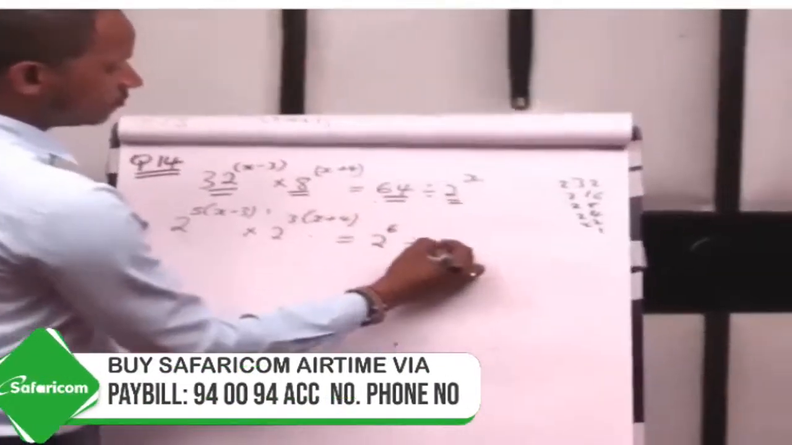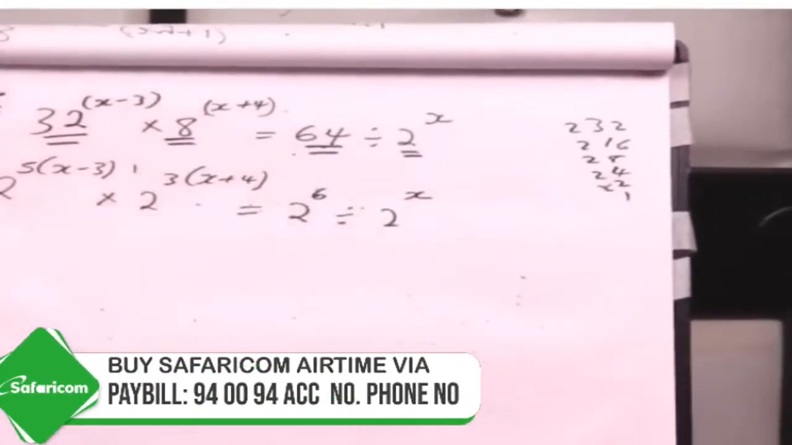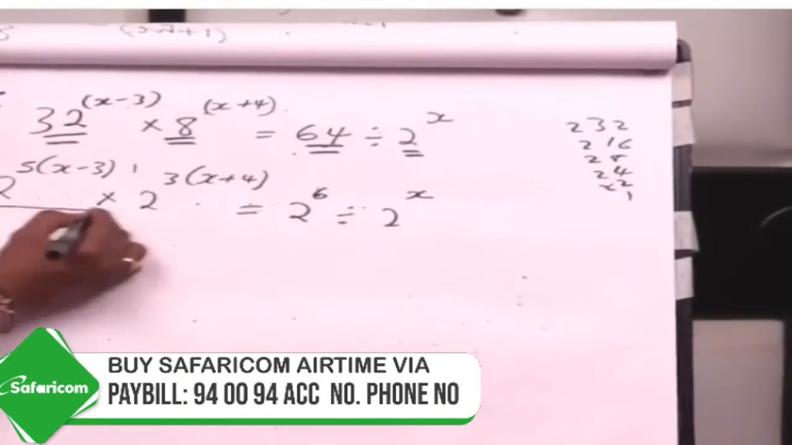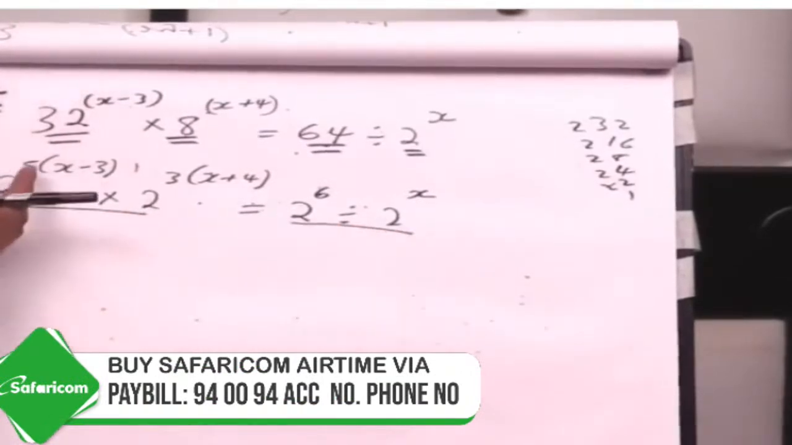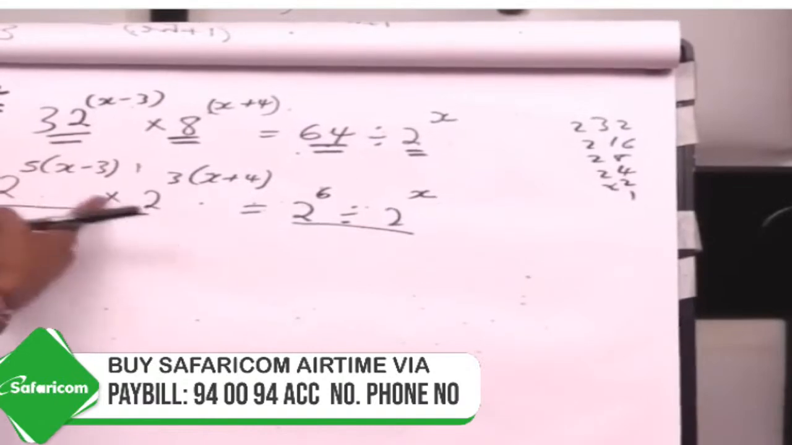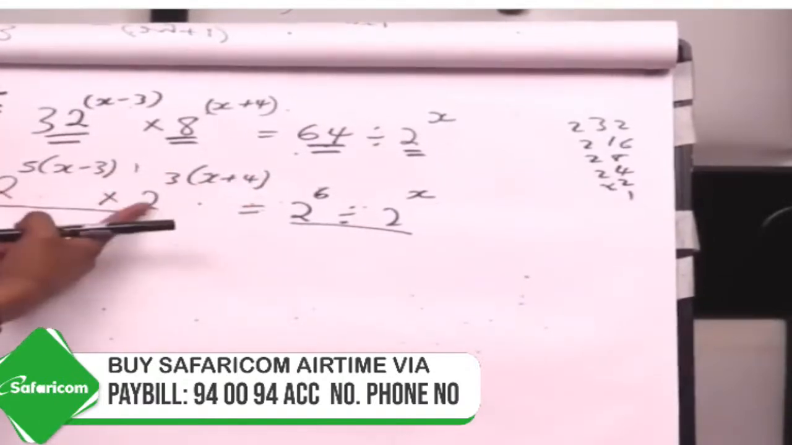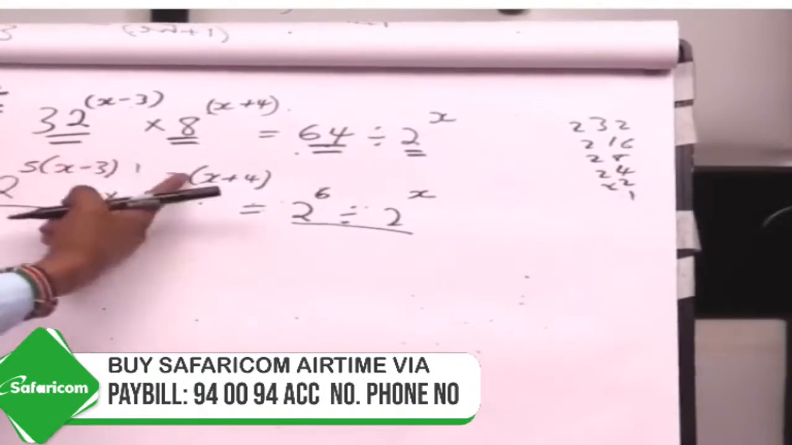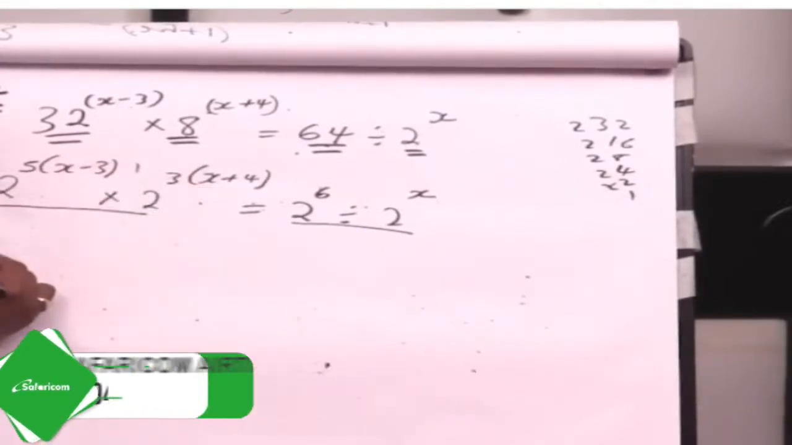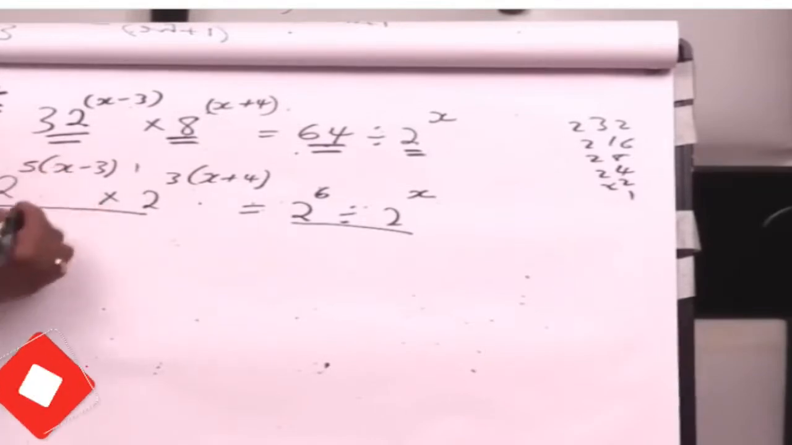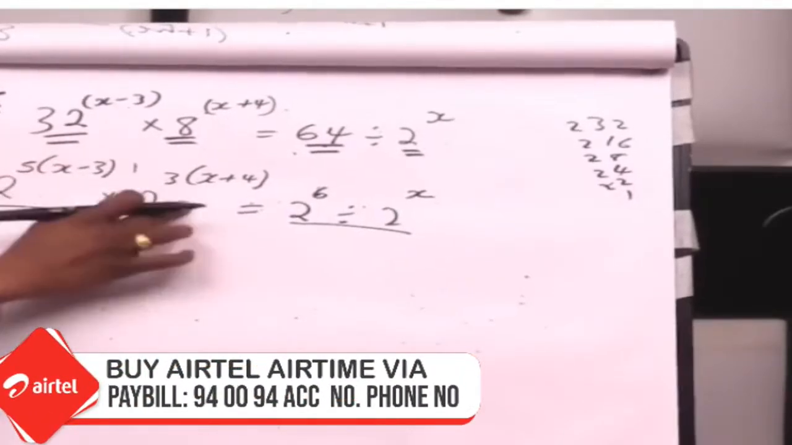64 is 2 raised to power 6 divided by 2 raised to power x. So we've made them to the same bases, base 2. Therefore, just where there is multiplication, you just add. The laws of indices says that once you have the same bases, you add the powers. So this becomes 2 raised. So you add the powers, but you drop the bases.